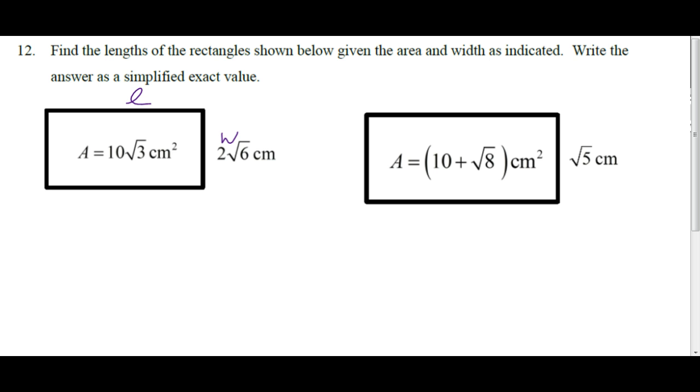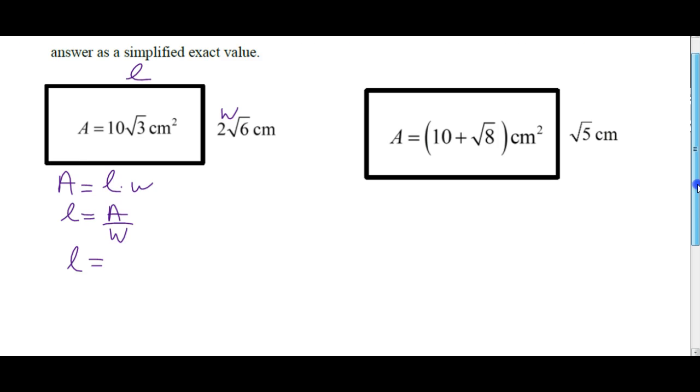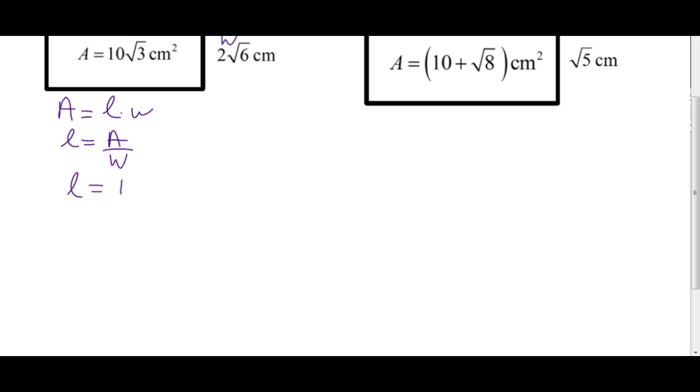Okay, find the lengths of the rectangles given the area and the width. So, okay, area is length times width. Length is area divided by width. So it's going to be 10 root 3 divided by 2 root 6. Two goes into 10 5 times. Root 3 goes into root 6 how many times? So we get 5 over root 2, right?